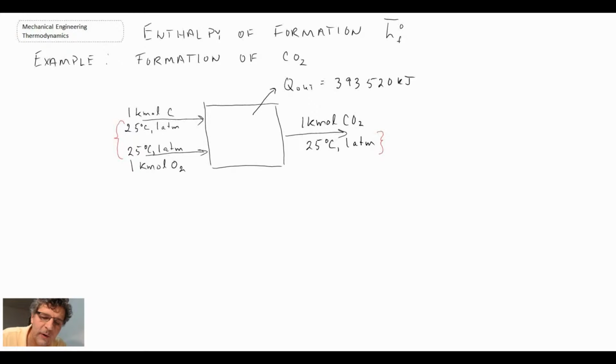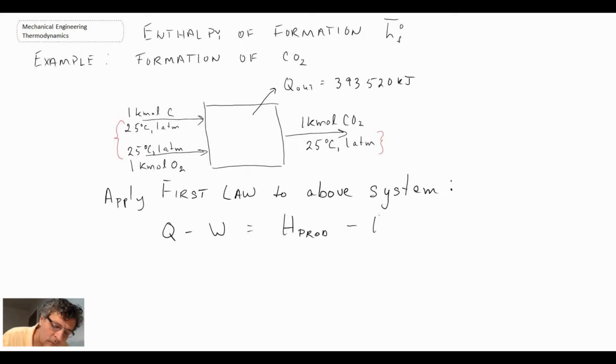And consequently, the change of enthalpy, and just normal enthalpy, they're all at the base state, 25 degrees C, so your products and your reactants. And we have heat coming out of our system. So what we're going to do is begin by applying the first law to the system. So that is the first law.